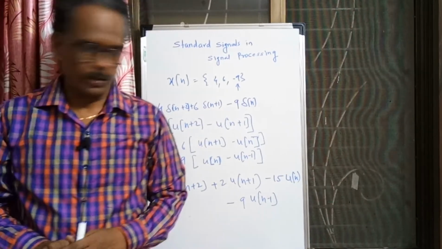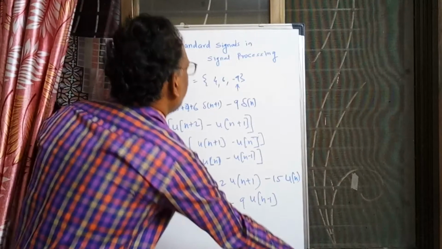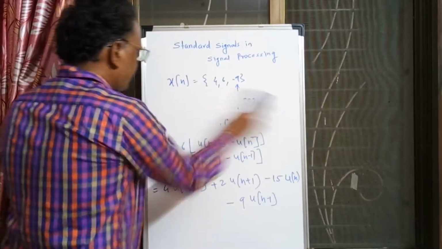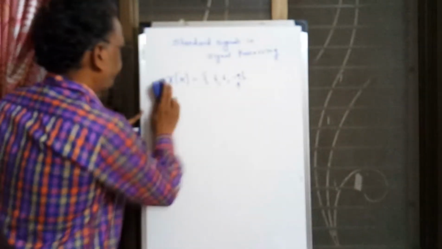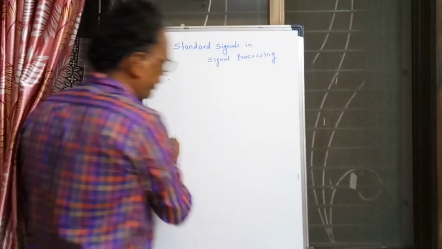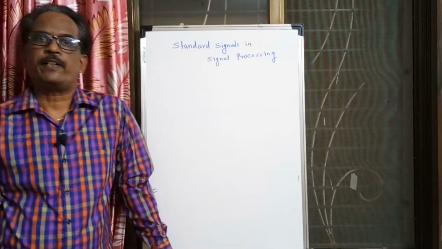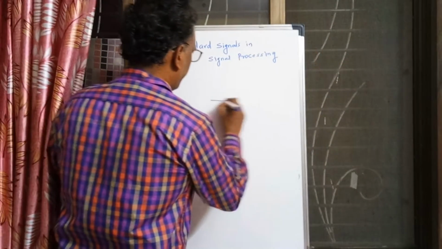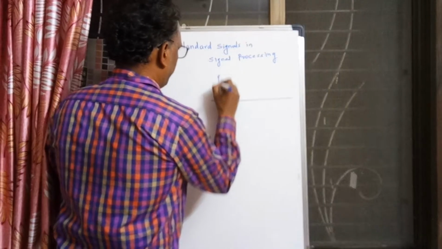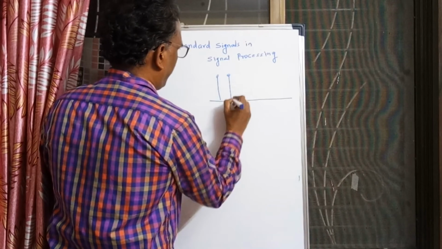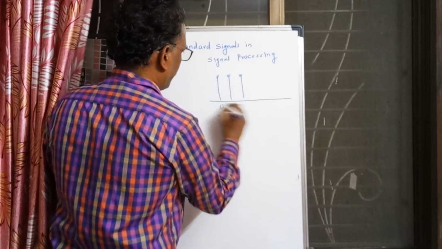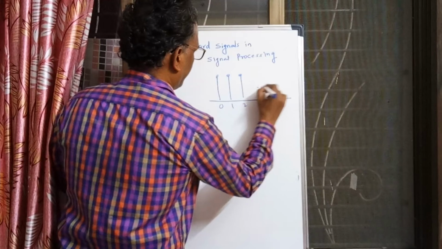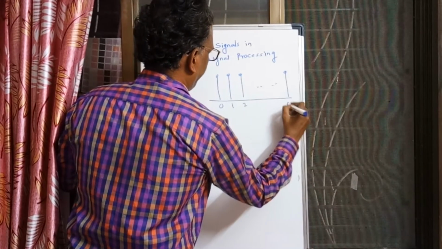So a given signal can always be written in terms of delta function or in terms of unit step sequence. Now, can we write the unit step sequence in terms of delta function and its shifted versions? We know that the unit step sequence is nothing but having amplitude 1, 1, 1 from 0 to infinity.